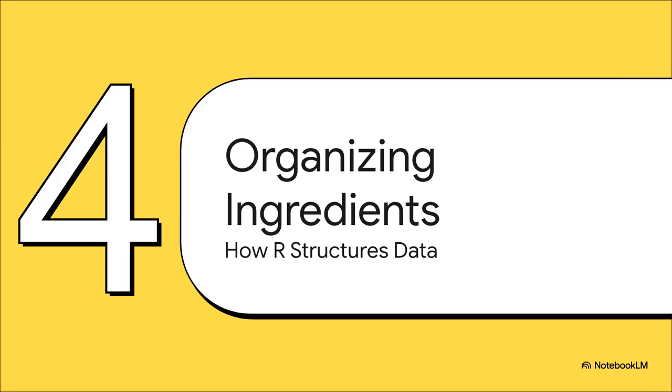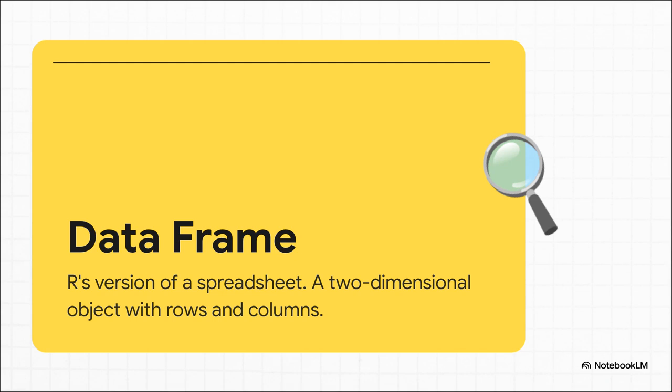Okay, so every good recipe needs ingredients, right? And those ingredients need to be organized. So let's talk about how R handles the data itself. And you'll see, it's probably a lot more familiar than you think. The main way R organizes your ingredients is in something called a data frame. And honestly, a data frame is just a fancy name for R's version of a spreadsheet.